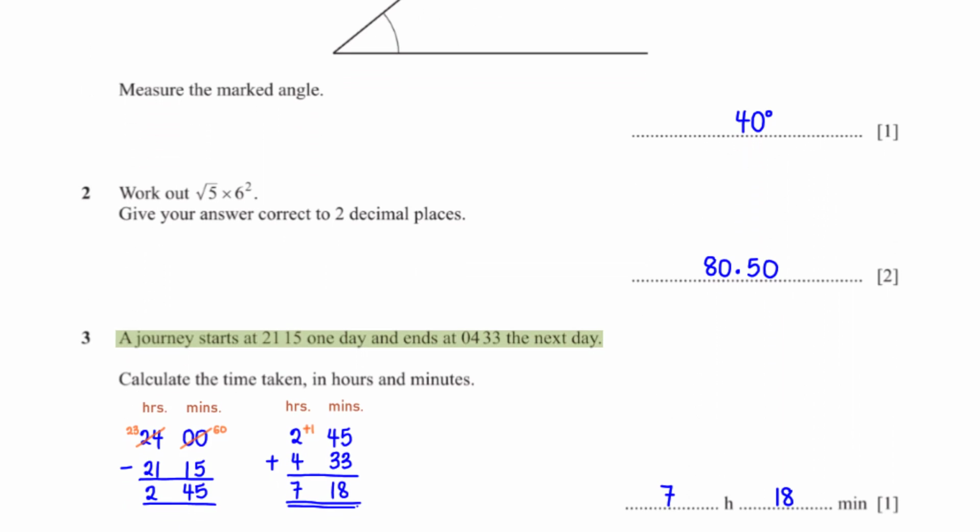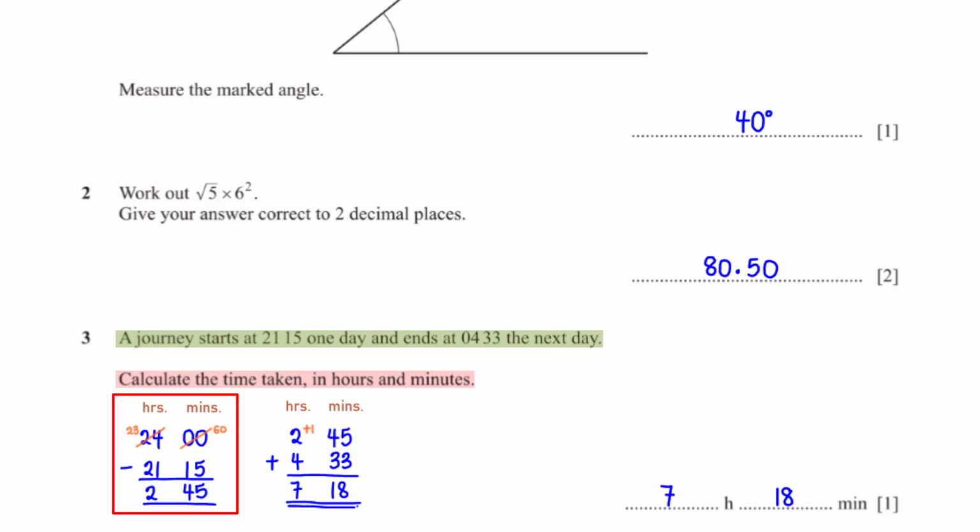A journey starts at 21:15 one day and ends at 4:33 the next day. Calculate the time taken in hours and minutes. First, let's find the time duration from 21:15 to midnight. So we subtract 21:15 from 24 o'clock. Under the minute column, we can subtract 15 from 0. So we get 1 hour from the hour column, which becomes 60 minutes under the minute column. 60 minus 15 is 45. Under the hour column, 23 minus 21 is 2.